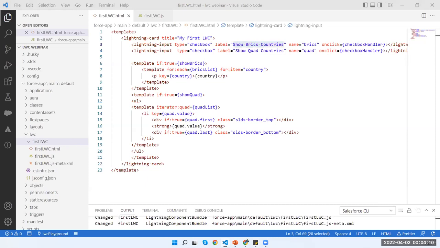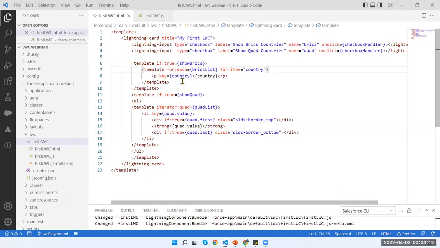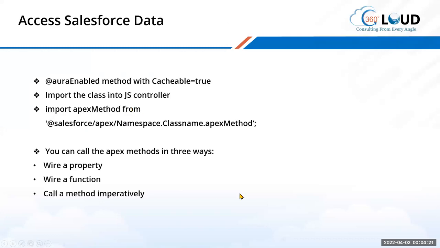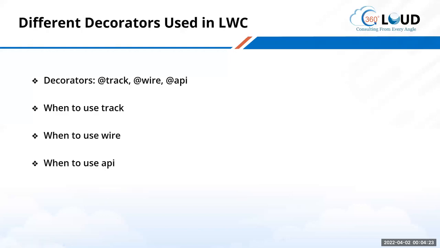Yes, you can go into wiring decorators. I told you about when to use track. When to use track is when we have a complex object or some complex array, then we have to use the track decorator. Otherwise we can skip it and use the same general scope variables, and we don't have to mention any particular data type before the variable.